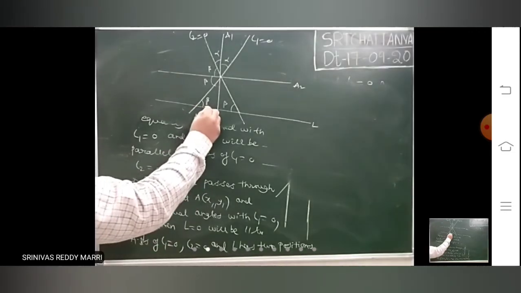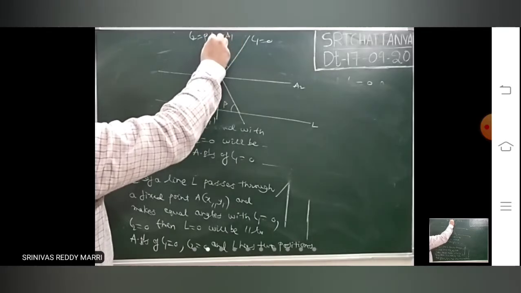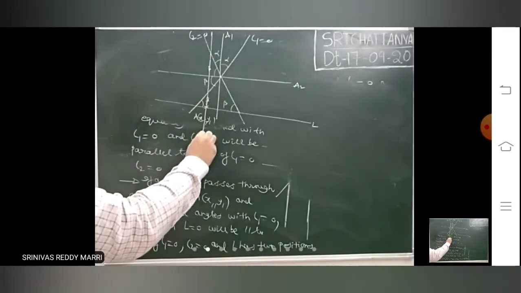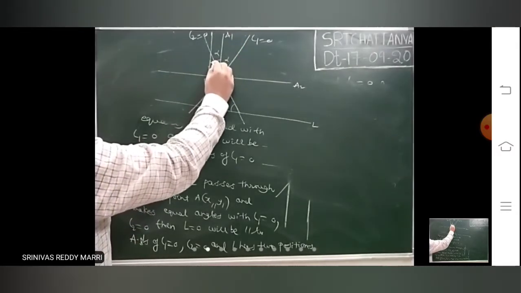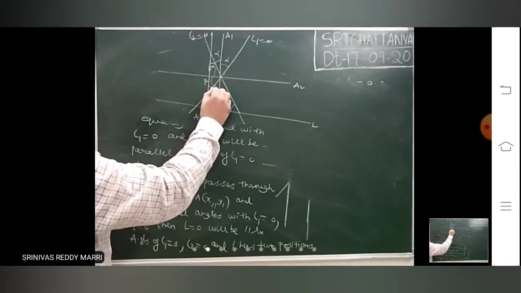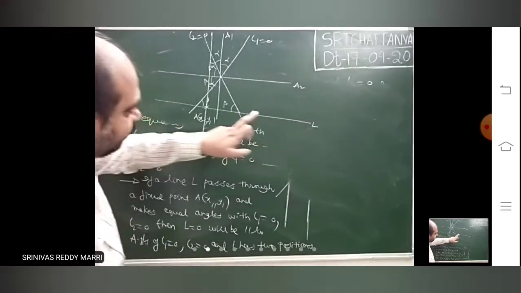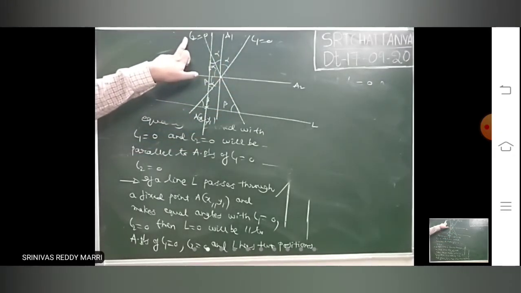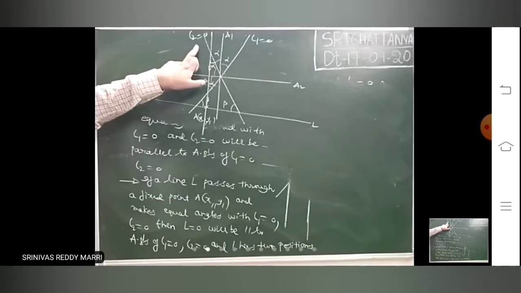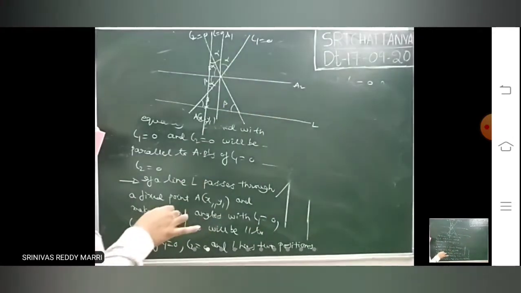Or otherwise, passing through this point and parallel to angular bisector 1. Look at angular bisector 1. Like this also one line is possible, parallel to A1. So this angle is alpha, this angle is alpha. Like that, if you want to find a line which passes through a fixed point and makes equal angles with L1 equal to 0 and L2 equal to 0, there will be two positions for L. One is this one and another one is this one.